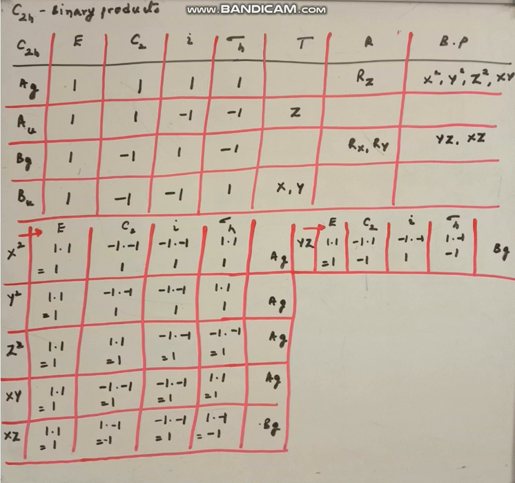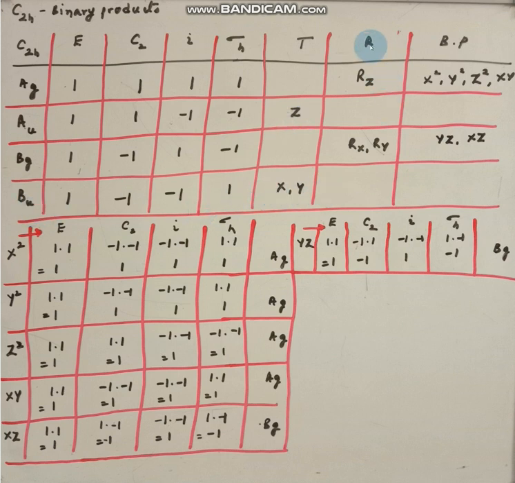Let us consider the binary products of the C2h point group. That is, the C2h point group has 4 different elements: E, C2, i, sigma h. Depending upon that, you have 4 irreducible representations, that is Ag, Au, Bg, Bu. Each irreducible representation has its own matrix representation, given in the table as shown, and the translation vectors are Au, which is z, and Bu, which is x and y.